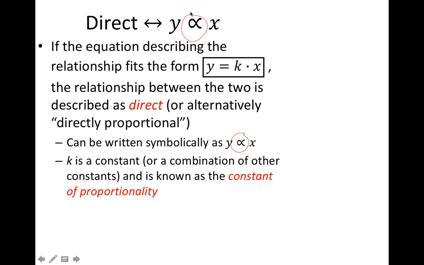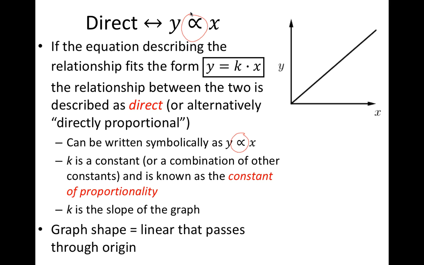The value k that multiplies the independent variable x is a constant or a combination of other constants and is known as the constant of proportionality. It'll also be equivalent to the slope of the graph that's associated with this relationship because the graph is going to be linear, but it's going to be linear and pass through the origin.